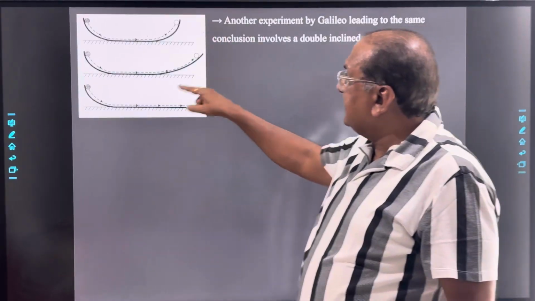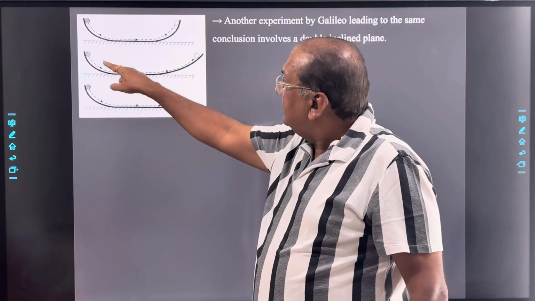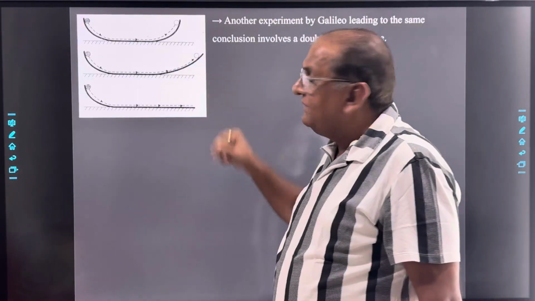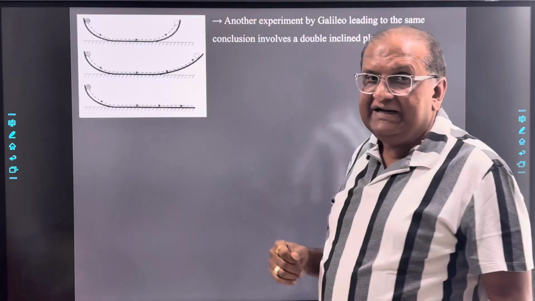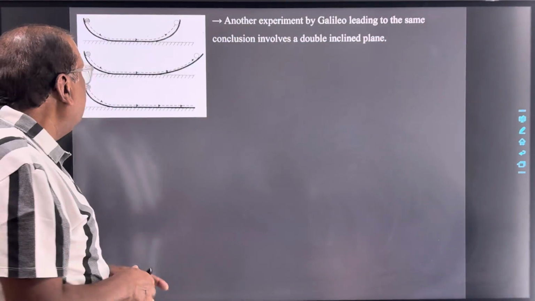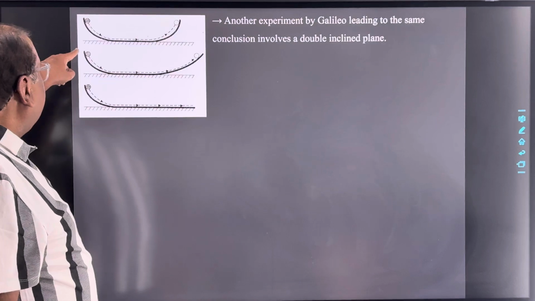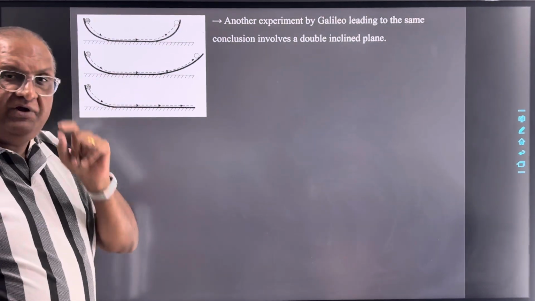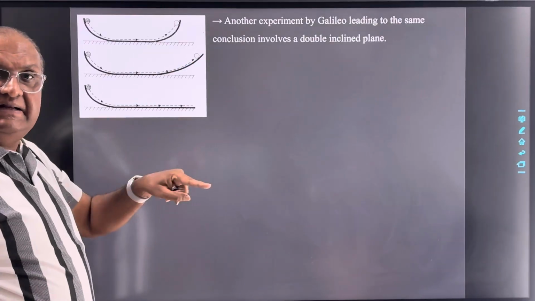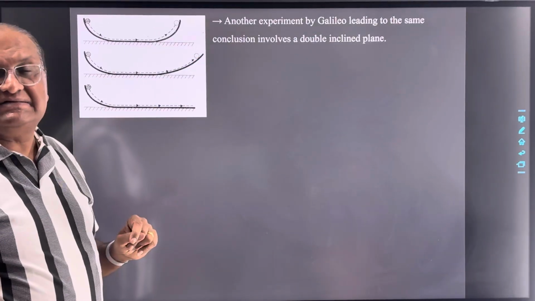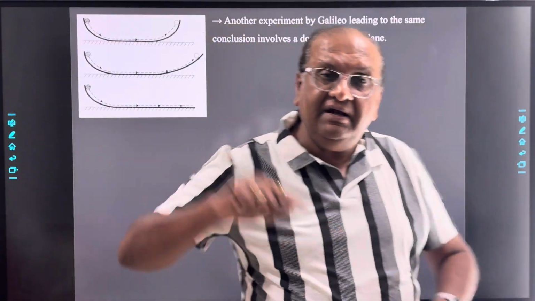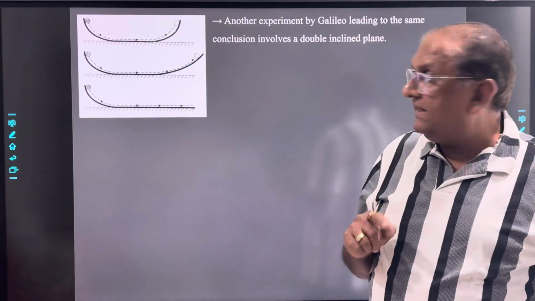Then in the second experiment, he took the same double inclined plane, but on the other side, meaning on the right hand side, the inclination was less. Okay, so again when the experiment was performed, he observed this thing: the spherical body attains the same height on the other side, but to attain the same height, it travels more distance, right?